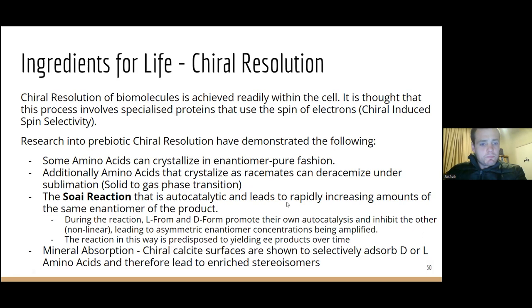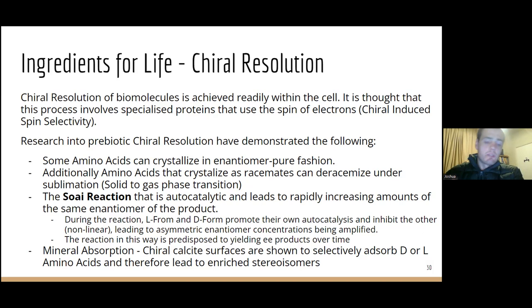There's also, I don't actually know how to say it, I've only read it, the Soai reaction that is autocatalytic, and this leads to rapidly increasing amounts of the same enantiomer of the product. So during the reaction, the L form and D form promote their own autocatalysis, and they actually inhibit the other. So it's a non-linear system. If you get a slight difference in the proportions of left-handedness to right-handedness, then over time those concentrations become further and further one way, until you've got basically 100% one way after X amount of time.